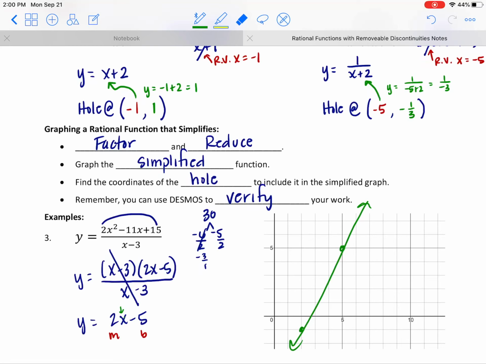So that's what my line should look like. However, there should be a hole in the graph here. And actually, this was (2, -1) and then (5, 5).